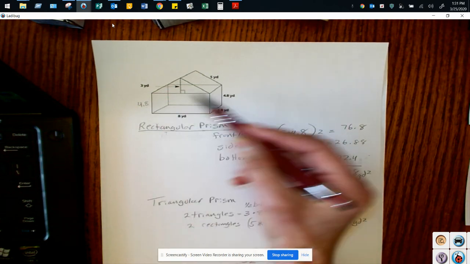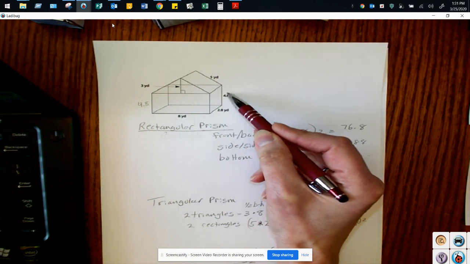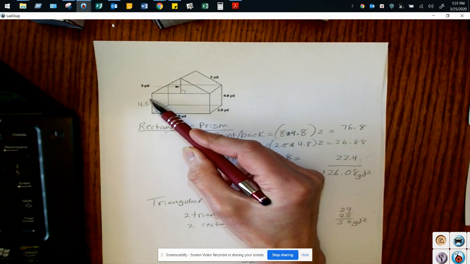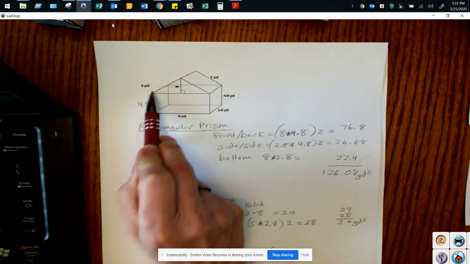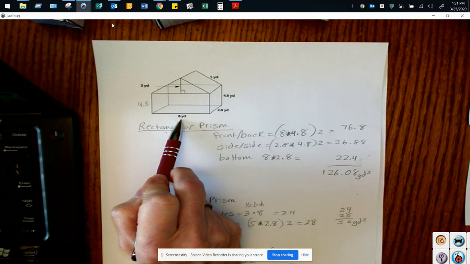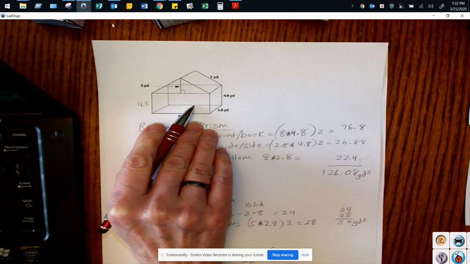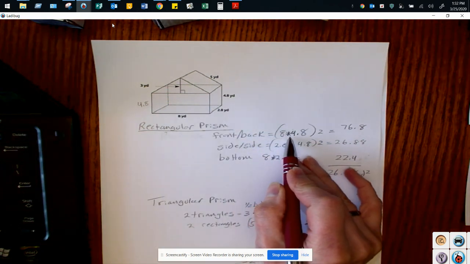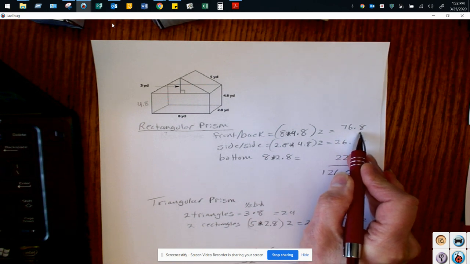And I picked up this number by looking here. They gave me this outside edge. So I know this is 4.8. So I know this is 4.8 as well. So this rectangle is 4.8 times 8. And there's two of them, the one in front and then the one that's in the very back of the prism. So I did 8 times 4.8, and then I doubled that to get 76.8.